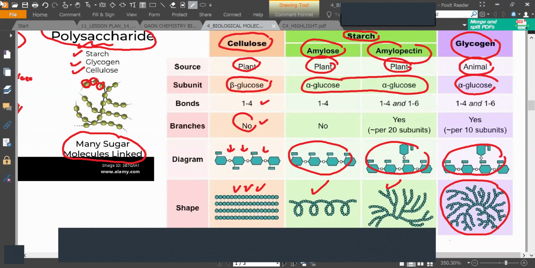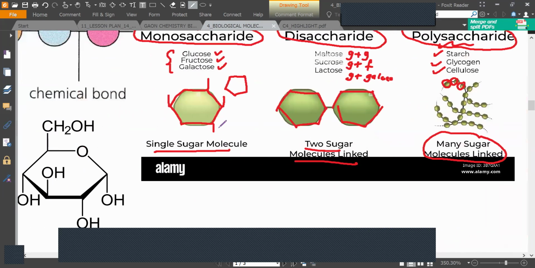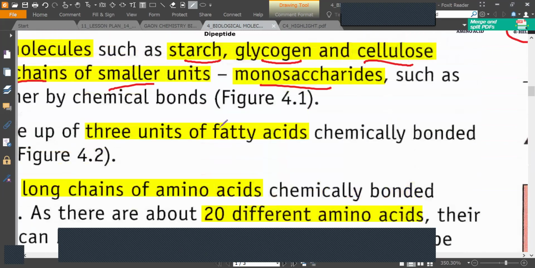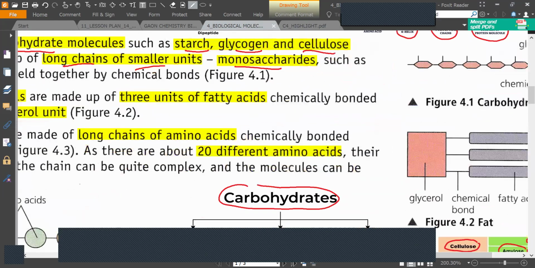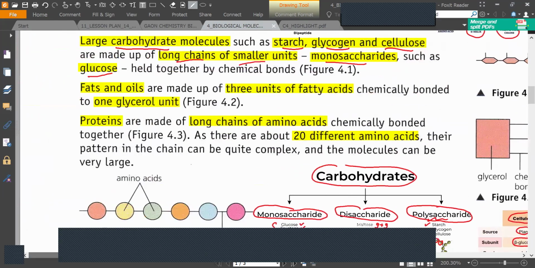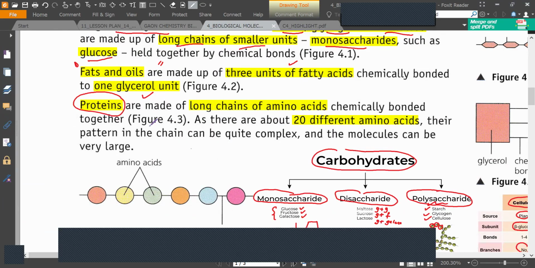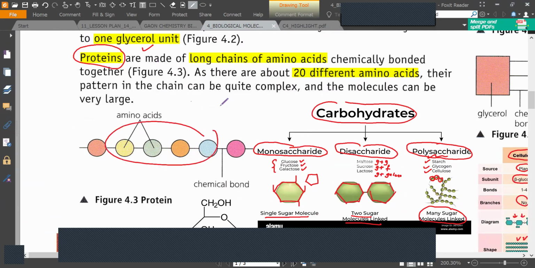Okay, next. Lipids. This one we already know. Lipids, fats, and oils are made out of one glycerol unit and three fatty acids. Just now we saw that. Proteins are made out of, what we mentioned just now, long chains of amino acids. There are 20 different amino acids in the human body.